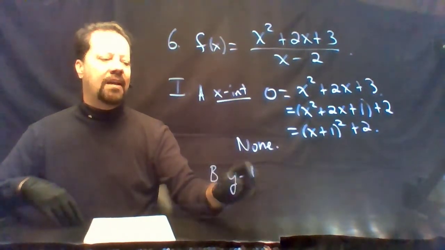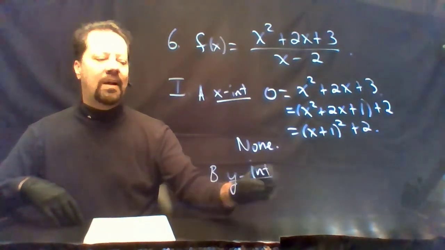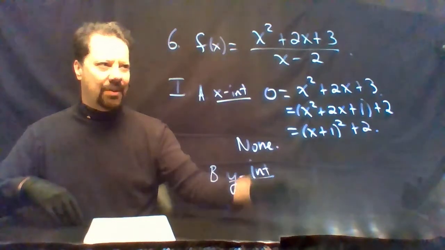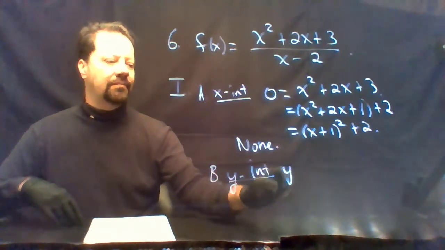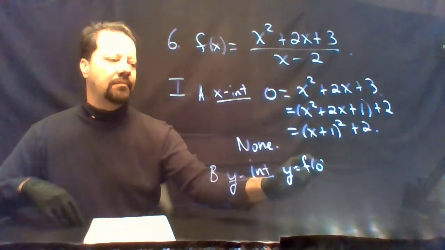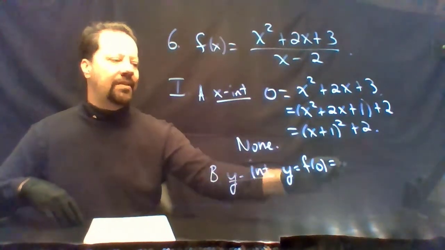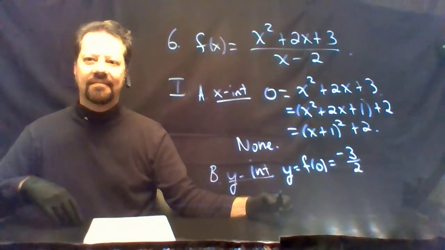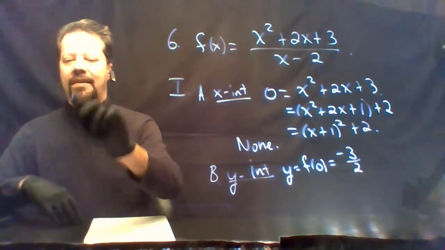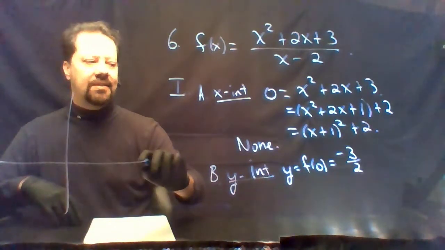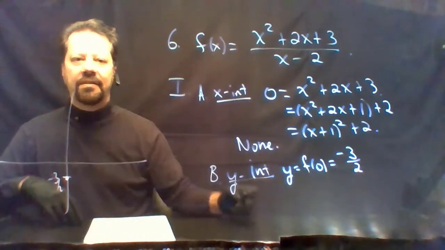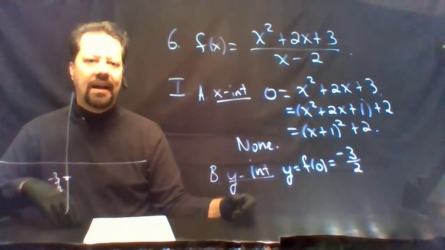On part B, we need the y-intercepts. To find the y-intercepts, you set x equal to 0. Plugging in 0, we get negative 3/2. So far, the picture looks like this. At negative 3/2, the curve crosses the y-axis, and there's no other information.